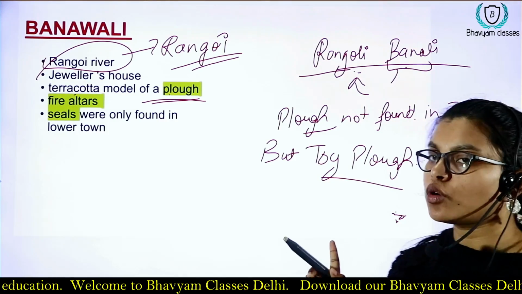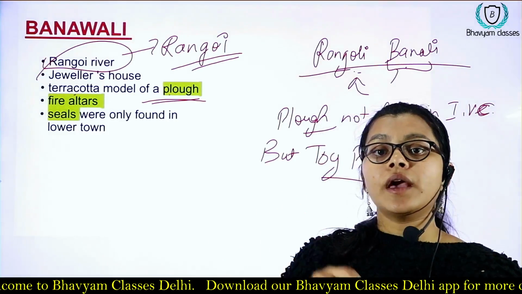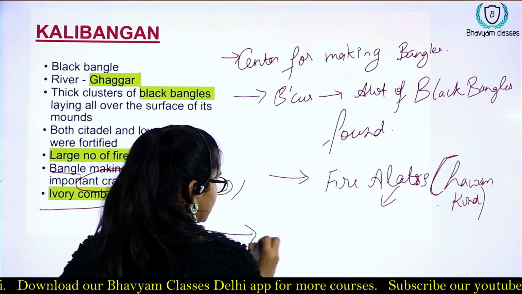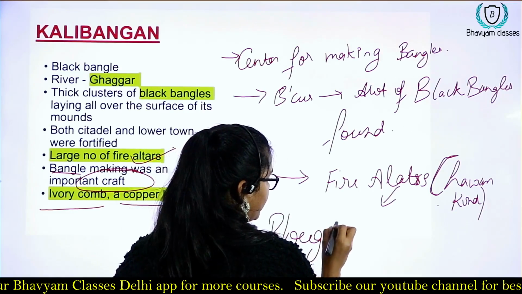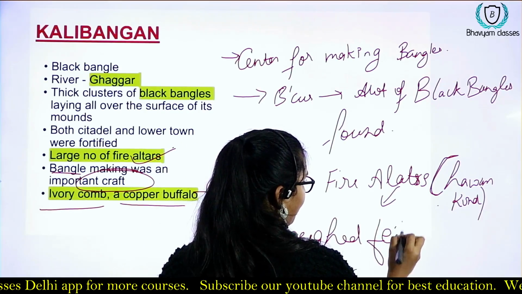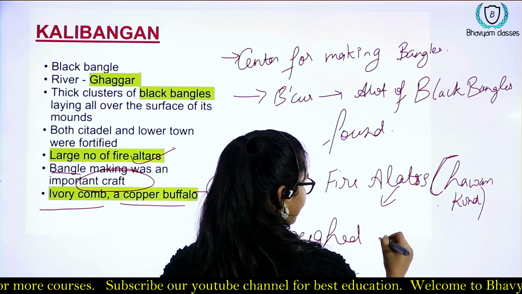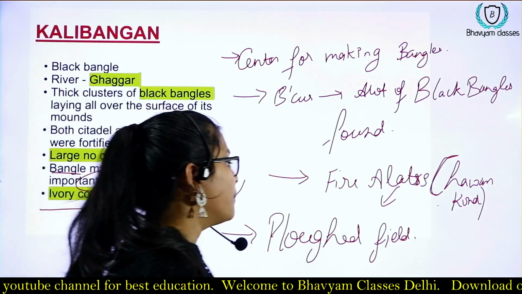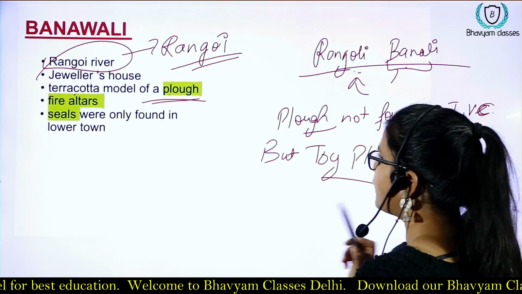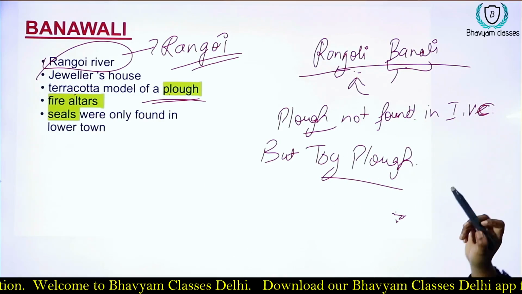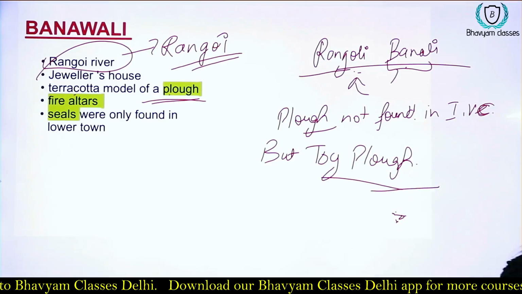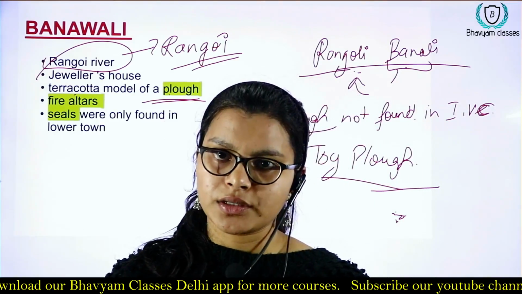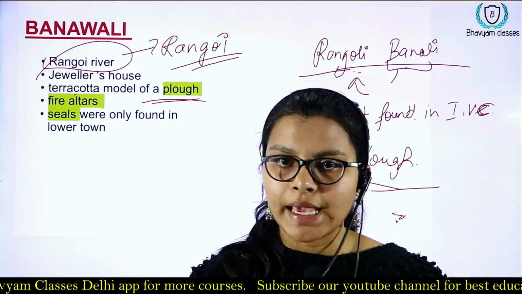And Kalibangan is also important because we have found the plowed field. Fine. So this is a point. We have found the evidence of a plowed field from Kalibangan. Fine. So I was telling you about the toy plow. Actually, basically, a lot of sites have not been discovered yet. A lot of sites have not been excavated yet.